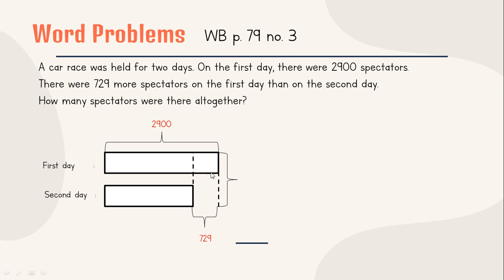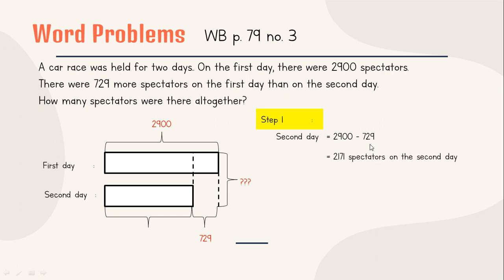To answer this question, we need to add the first day and the second day, right? We know the first day is 2,900, but do you know how many for the second day? We do not know. So what are we going to do? The first step is to find out the second day. Because the second day's box is shorter, it means we're going to subtract. So 2,900 minus 729 equals 2,171 spectators on the second day.